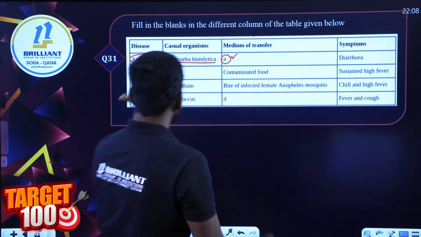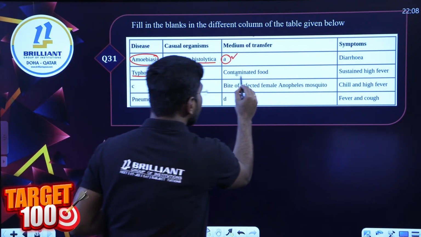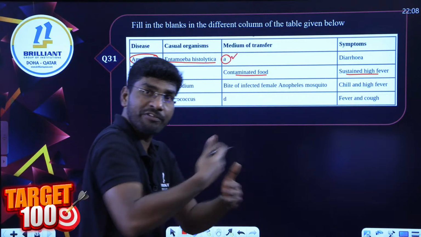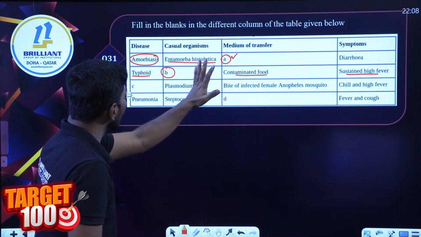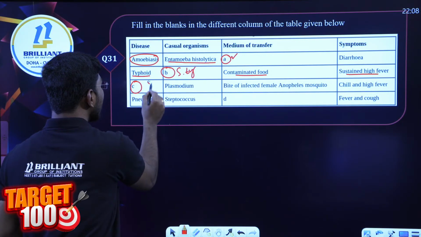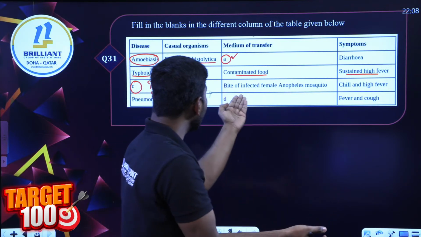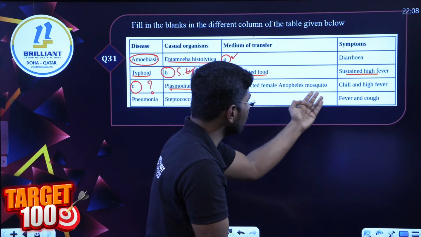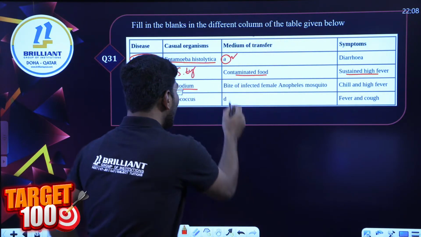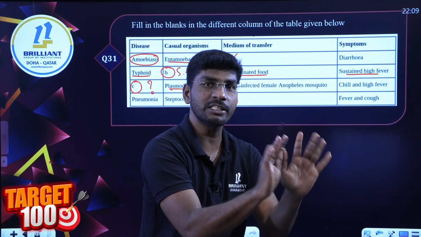Next, diarrhea, fine. Typhoid, B, causative agent: Salmonella typhimurium, contaminated food, and sustained high fever. Yes, we know high fever is there. Done. So B is Salmonella typhimurium. What is C? Plasmodium, malaria, bite of infected female Anopheles mosquito, chill and high fever because of hemozoin. Now what is D? I just need the answer. What is D?